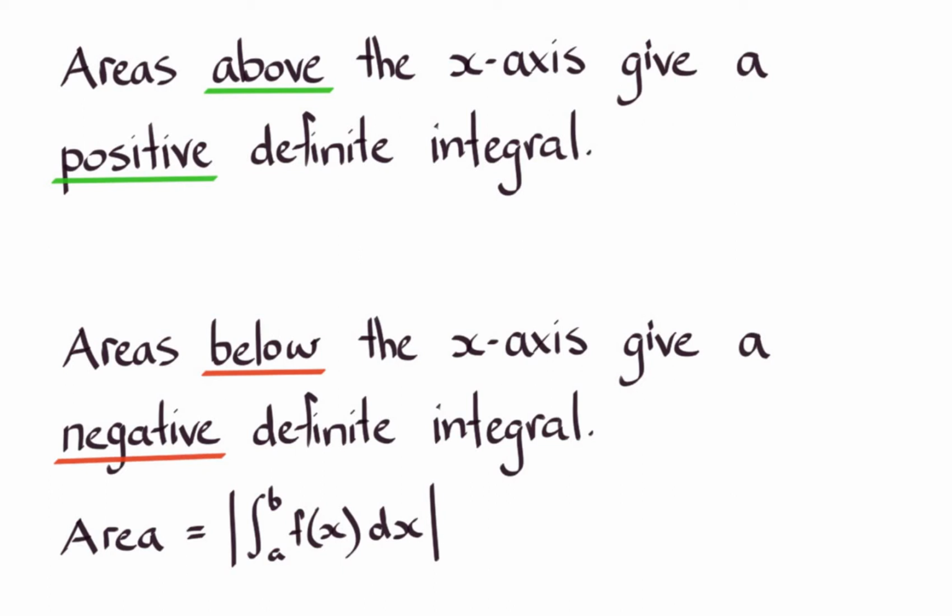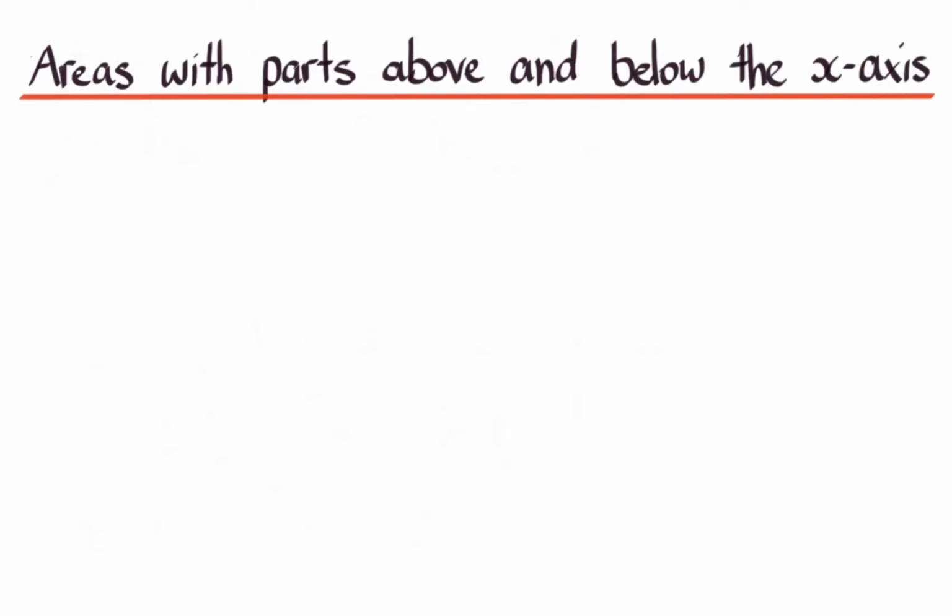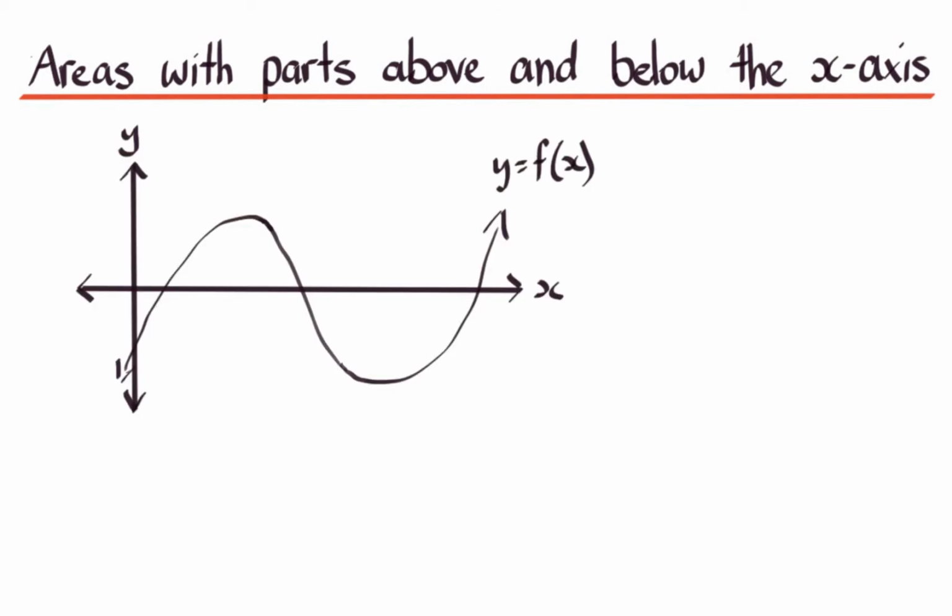If we do have an area where parts are above the x-axis and some parts are below the x-axis, we need to find these separately. So if we had a function that looks something like this, and we were asked to find the area bounded between this curve, y equals f of x, and the x-axis, well, that would be this area in here.